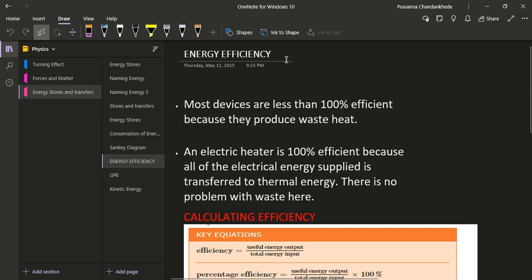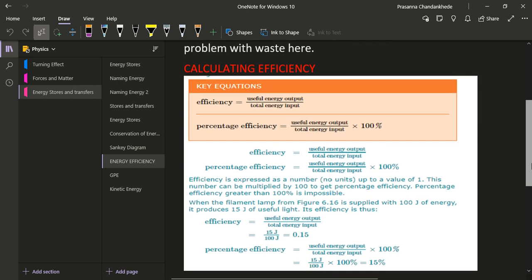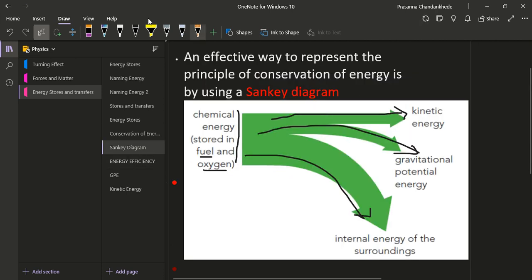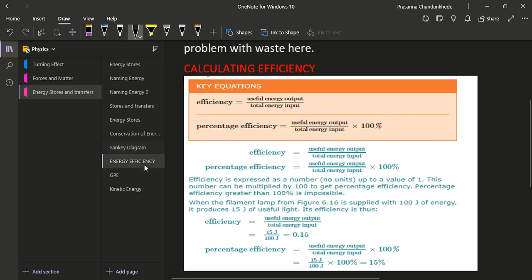Let's go to energy efficiency. Most devices which we use, such as a lamp, are less than 100% efficient because they produce waste heat. An electrical heater is 100% efficient because all of the electrical energy is transferred to thermal energy. There is no problem with waste here. Calculating efficiency. To calculate efficiency, we do useful energy output over total energy output. So over here we could do kinetic energy over the chemical energy.